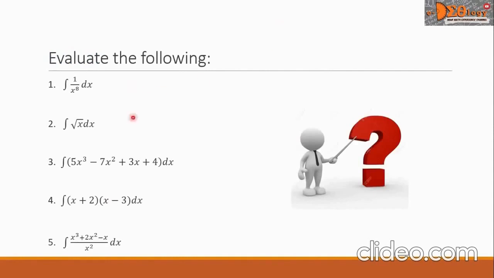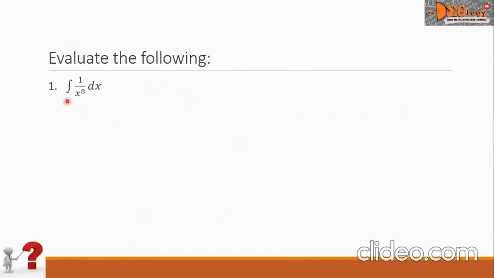Here, we have 5 integrals to evaluate. Let's begin with number 1. That is the integral of 1 over x raised to 8 dx. Here, we're going to rewrite the expression as the variable x with a negative exponent. So we have the integral of x raised to negative 8 dx.